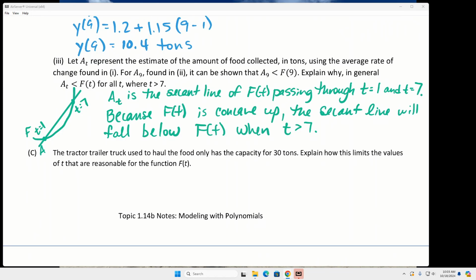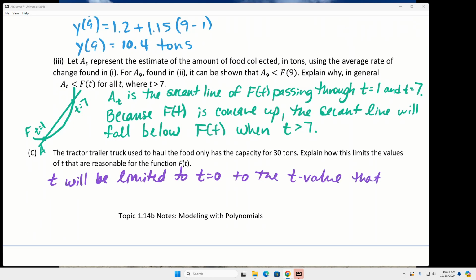So what is the smallest value of t that there could be? 0. So t will be limited to t equals 0 to the t value that gives an output of 30 tons of food.